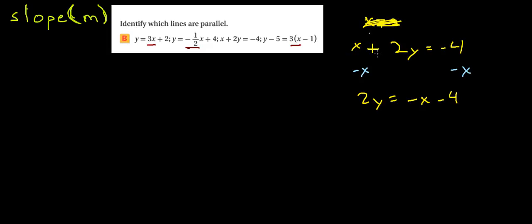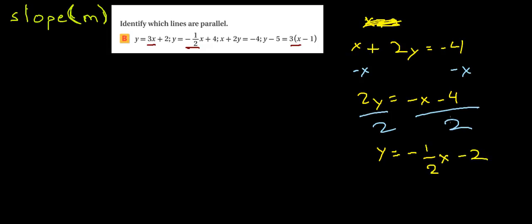Now my next step, I've got to divide by 2. So now I'm going to divide both sides by 2. When I do that, I've got to divide all terms by 2. So now I end up with y equals negative 1 over 2 x minus 2. Cool. So it actually looks like I found slope in this case to be negative 1/2.